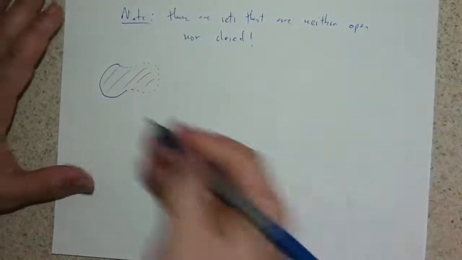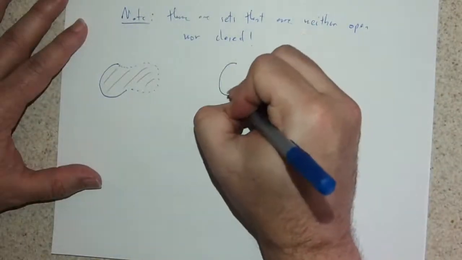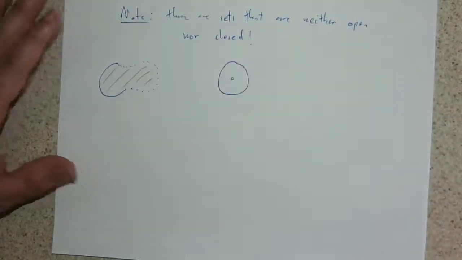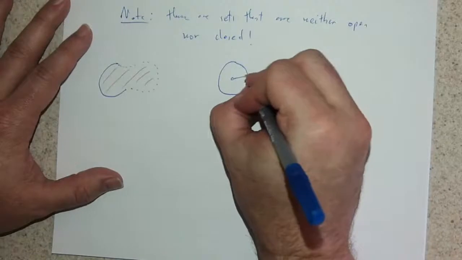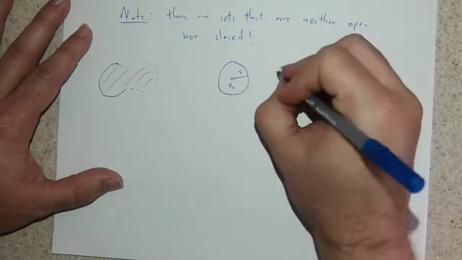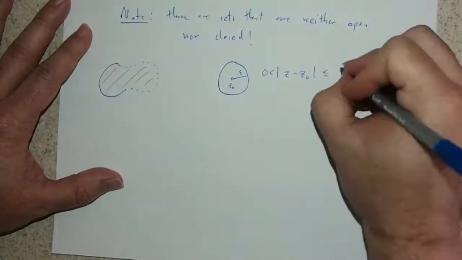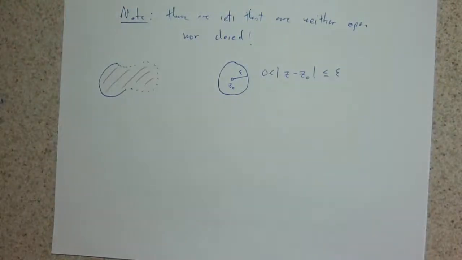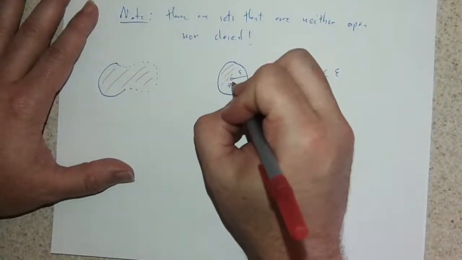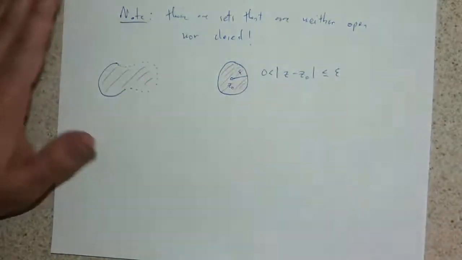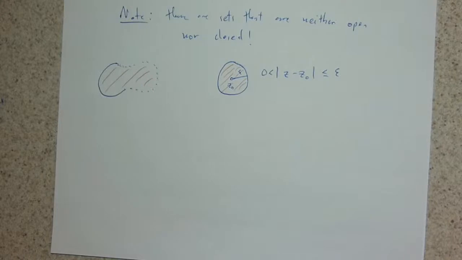Here's another example. It's actually simpler than this. What if I have a closed disk, but it's punctured in the middle? So a closed punctured disk. If this is radius epsilon and this is happening at z0, this is the punctured disk: modulus of z minus z0 is less than or equal to epsilon. It includes the boundary and all the interior points except z0. So this is an example of a set that's neither open nor closed. You had very easy examples of this in the reals. Think of a half-open interval.